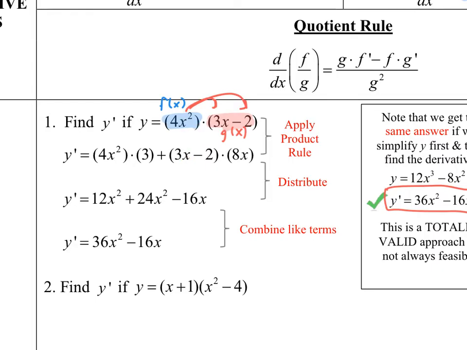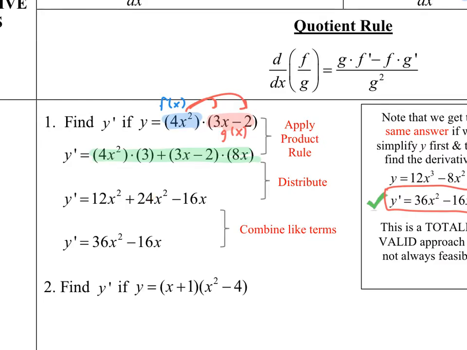So where I'm sitting right here at this step is the derivative. The rest of this is just algebra to simplify it. So I'm going to multiply these first two factors together. So that's the 12x squared. Take that 8x and it's going to distribute in from the back. So that's a 24x squared minus 16x.